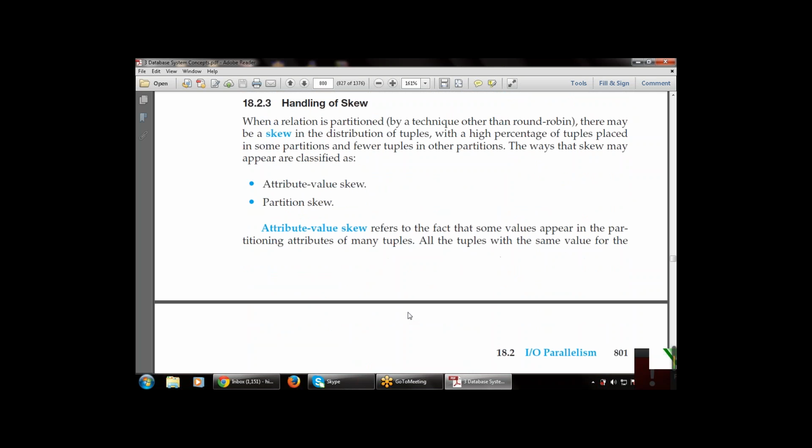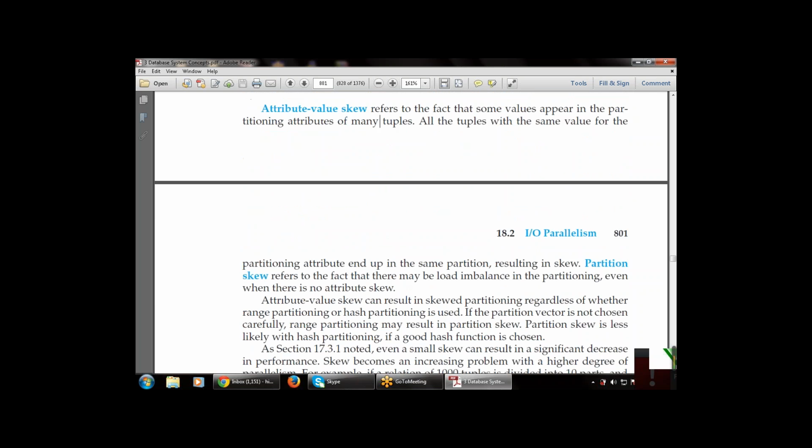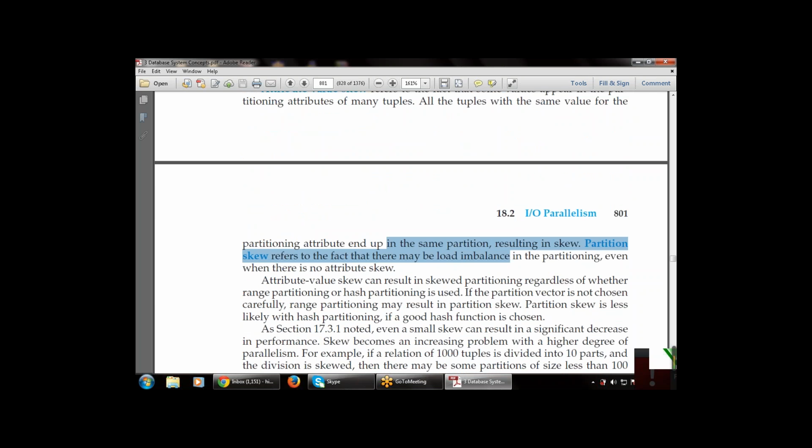Attribute value skew refers to the fact that some values appear in the partitioning attribute of many tuples. All the tuples with the same value for the partitioning attribute end up in the same partition, resulting in skew. And partition skew refers to the fact that there may be a load imbalance in the partitioning even when there is no attribute skew.